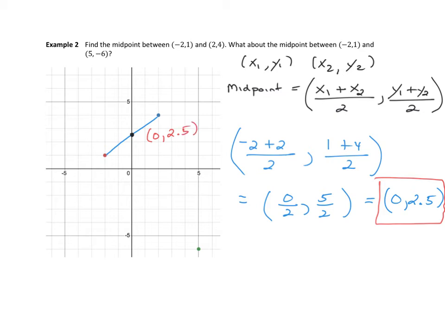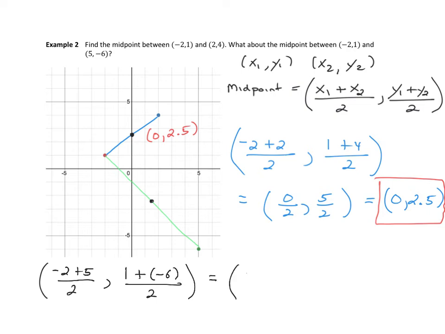Now, what about the midpoint between this point and this one? Not really sure where that is. Maybe it's roughly there? That could be off a little bit, but something around there. Okay, what we're going to do is use this point and this point within this formula. So this time, if we average the x values, that is -2 plus 5, and we divide that by 2. And then the y values is going to be 1 plus a -6 over 2.